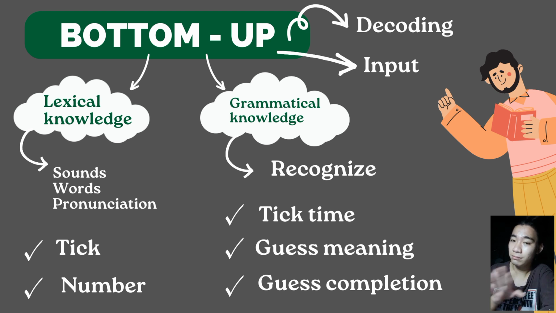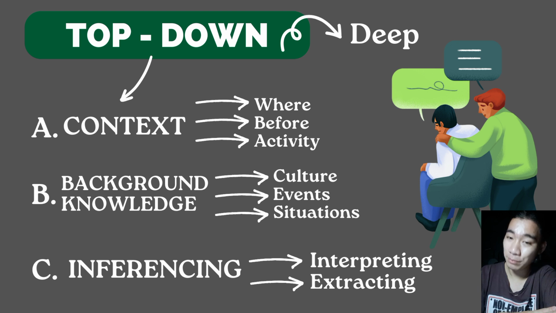So all of this is what I mean by bottom up. As you can see, as I said earlier, there are two dimensions: the lexical knowledge and grammatical knowledge, and it's up to the teacher to develop these two dimensions for the students using these activities. Now let's proceed to the top down.